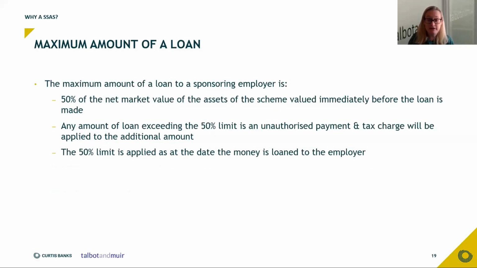The maximum amount of the loan, I think this is probably the easiest one out of all the tests, is 50% of the net market value of the scheme. So at the point before the loan is released back to the sponsoring employer, when the money goes out of the SSAS bank account, we will ensure that we've calculated the assets of the scheme at that particular date. We total them all up, times it by 50%, and then we know we haven't gone above the 50% with regards to releasing those funds back to the sponsoring employer. It really is as simple as it sounds.